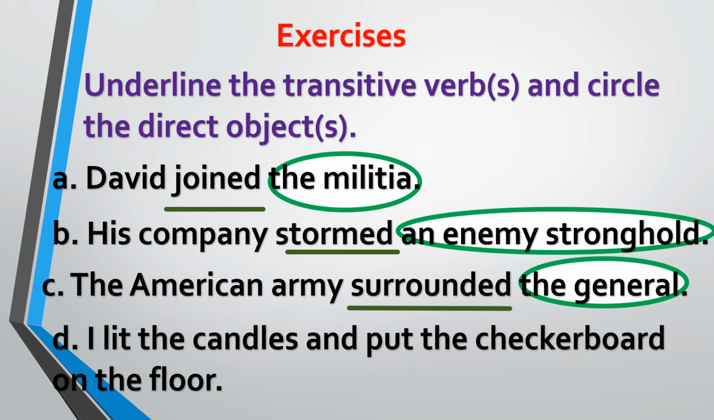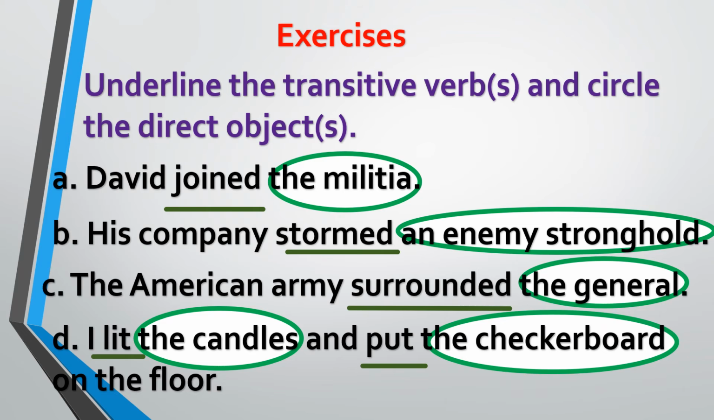Letter D, I lit the candles and put the checkerboard on the floor. So I here is the subject. Lit here is the action verb, so it's a transitive verb because it has a direct object which is the candles. By the way, there is another transitive verb in the sentence which is put. What did I put? The checkerboard, so it is the direct object. So from these examples we see that the transitive verbs are action verbs and at the same time they must have a direct object.